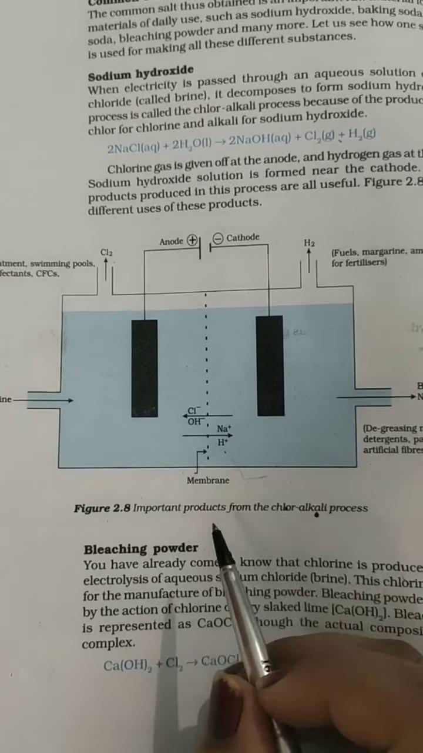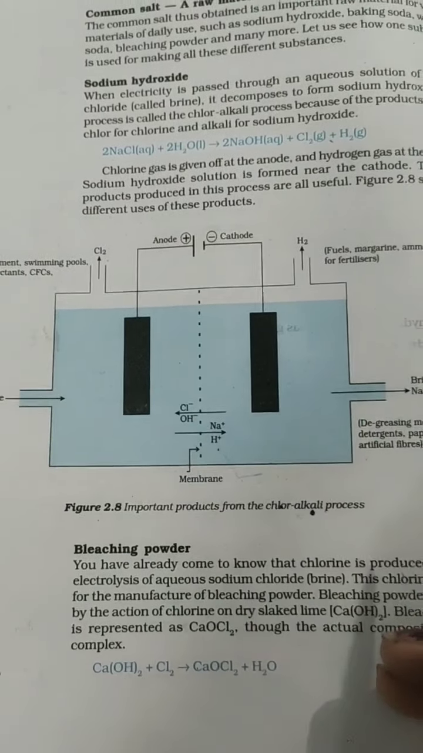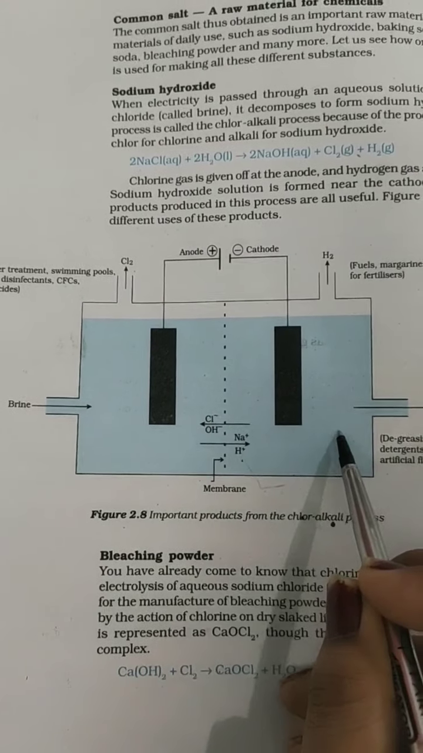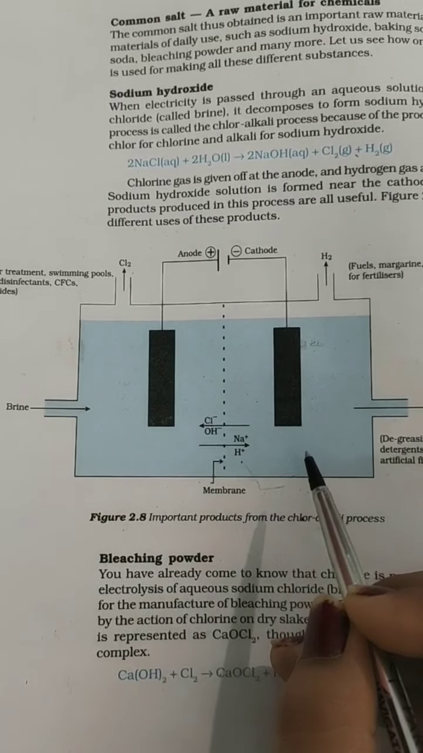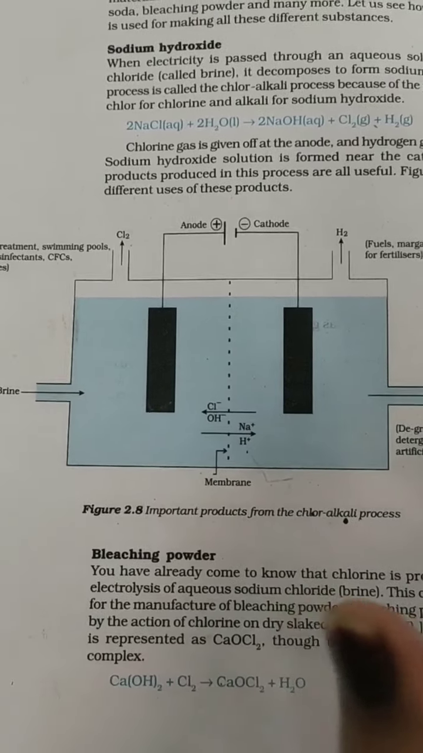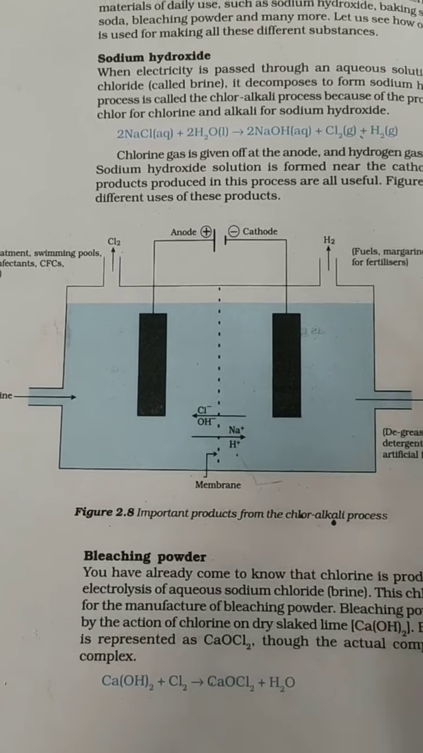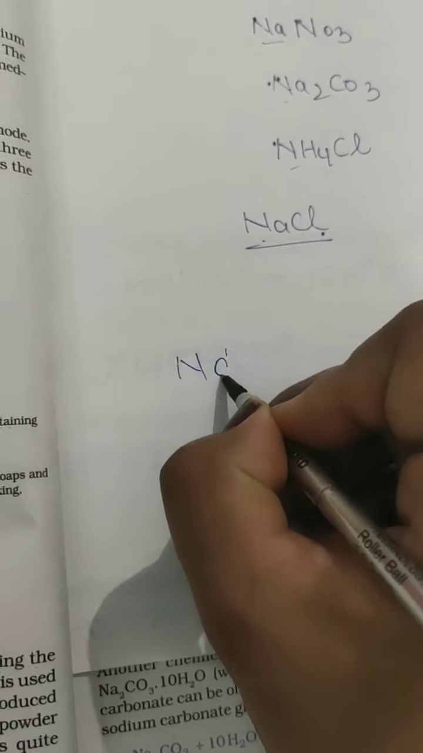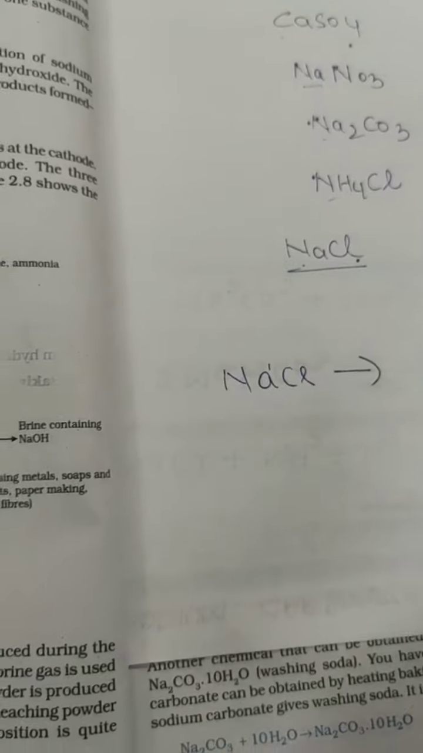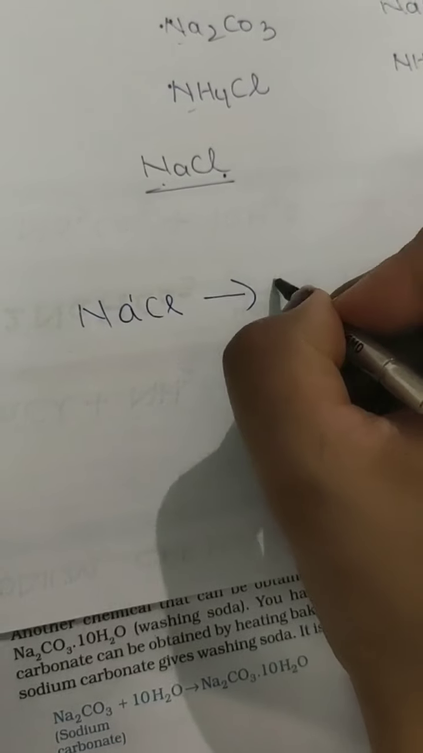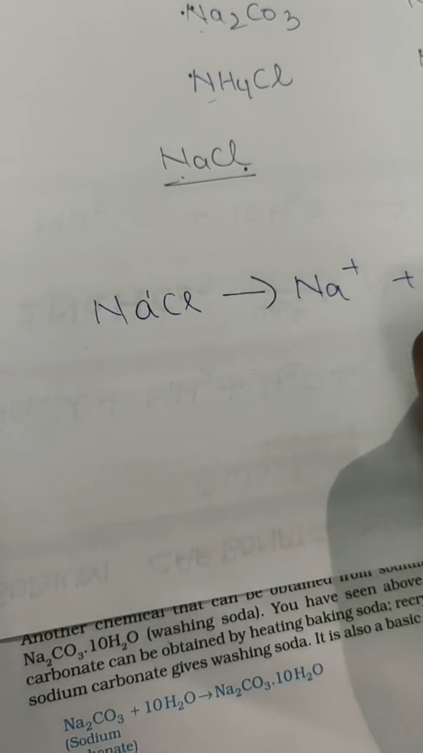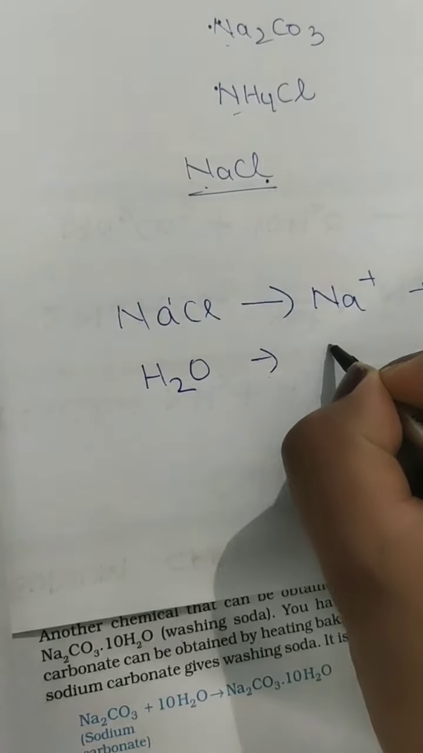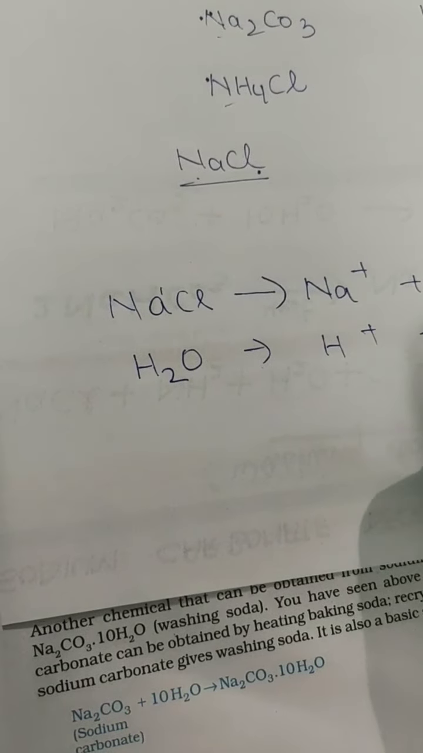When the electricity passes through the solution, from a battery obviously, and this is a brine solution, a concentrated solution of NaCl, so a lot of sodium chloride is dissolved in the water. On passing the electric current, the NaCl will decompose and break down into simpler forms, that is Na+ and Cl-. And here in the water, because NaCl is mixed in the water, there will also be H+ ions and hydroxide ions.